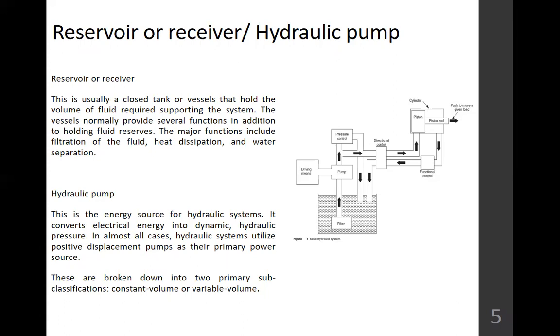Next, the hydraulic pump is the energy source for the hydraulic system. It converts electrical energy into dynamic hydraulic pressure. In almost all cases, hydraulic systems utilize positive displacement pumps as their primary source. These are broken down into two primary subclassifications, the constant volume or the variable volume.